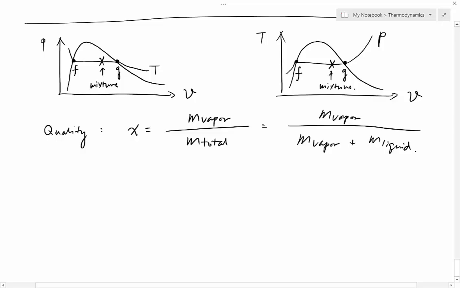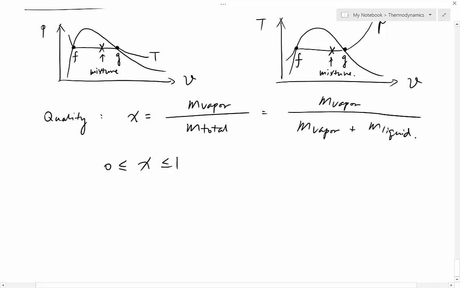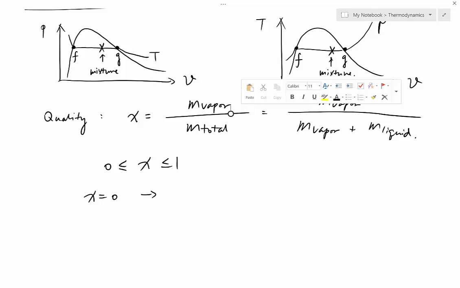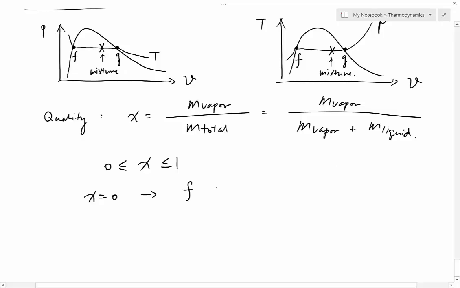Okay, so X is always between 0 and 1 because it is a percentage. If X is equal to 0, that means the mass of the vapor must be 0. The numerator must be 0. If the numerator is equal to 0, what does that mean? There's no vapor. So F only.